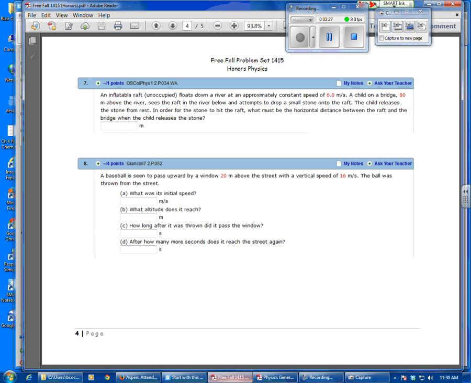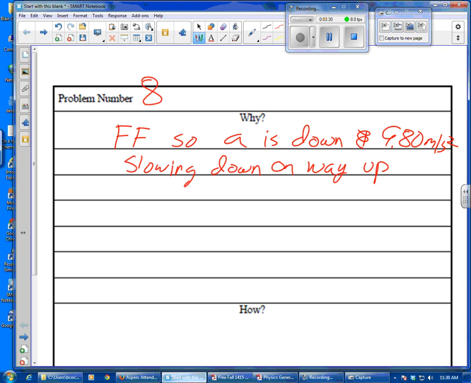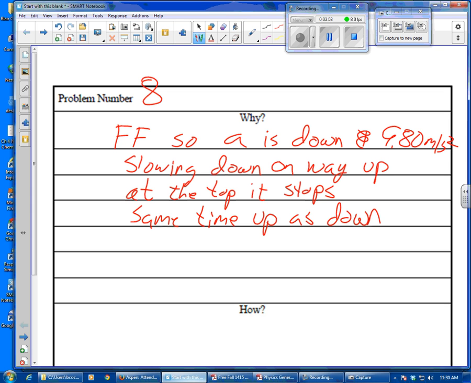Going up, at the top, it stops. How long does it take to go up compared to how long it takes to come down? Same. Same time up and down. Alright.